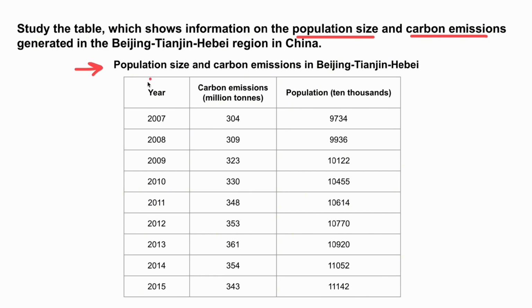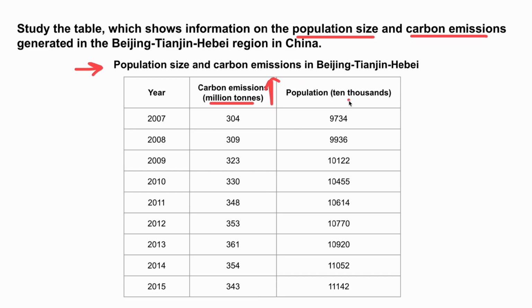The first one, because the years are shown here, the question can ask you about describing the trend over time. So describe the trend of carbon emissions over time, describe the trend of population size over time. So let's look at carbon emissions first. Remembering how a describe trend question should be answered, look at the starting year here. 2007, 304 million tons. Remember the units. At the end, 2050, you get 343 million tons. So overall, you get an increase in carbon emissions.